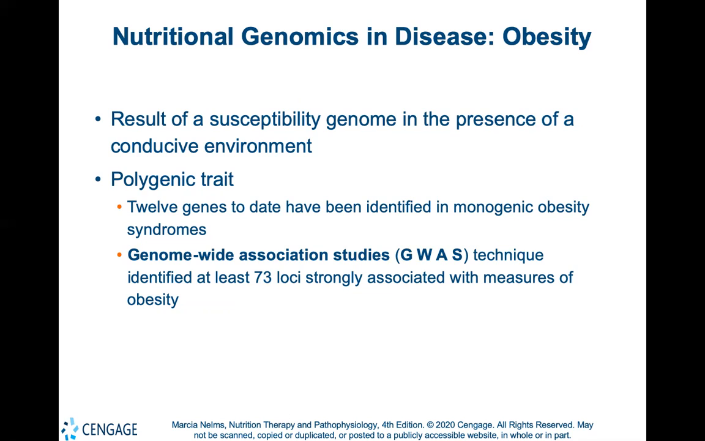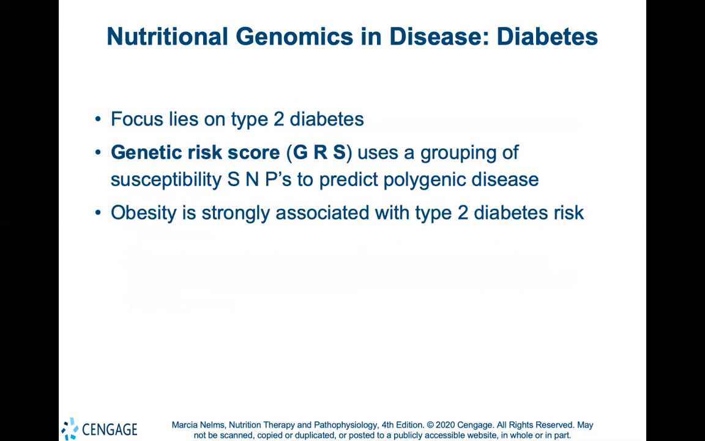Twelve genes to date have been identified in monogenic obesity syndromes, primarily in severely obese individuals with onset at an early age. Hundreds of genes have been examined for potential roles in the development of type 2 diabetes, including those that may play a role in pancreatic beta cell function, insulin signaling, and so forth, in order to identify targets for precision nutrition intervention.